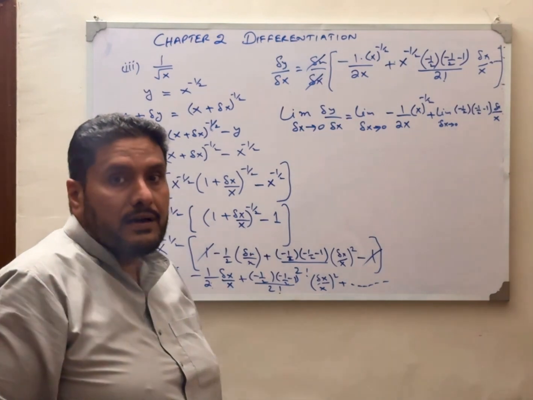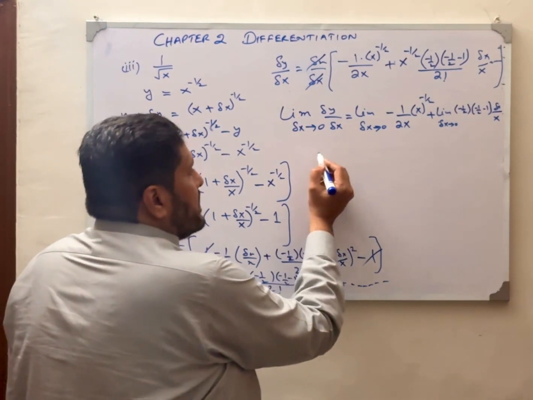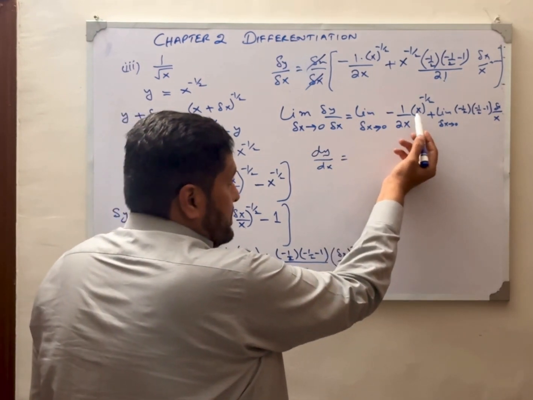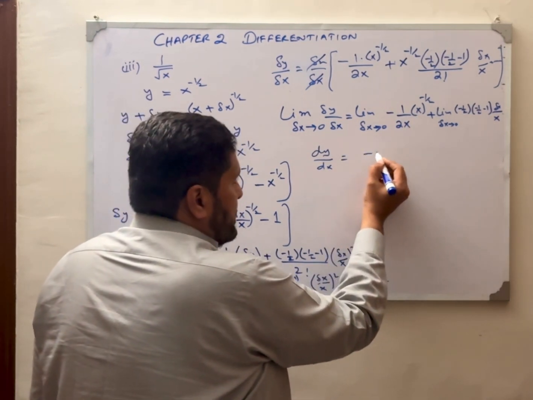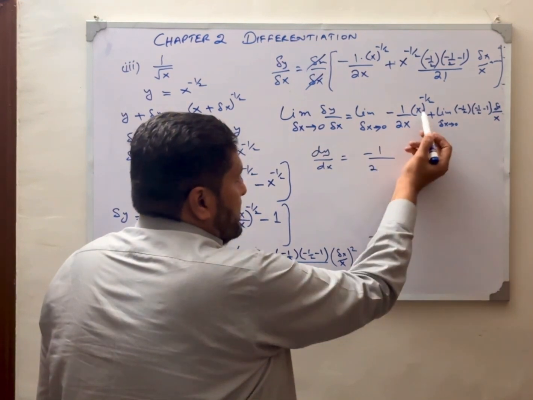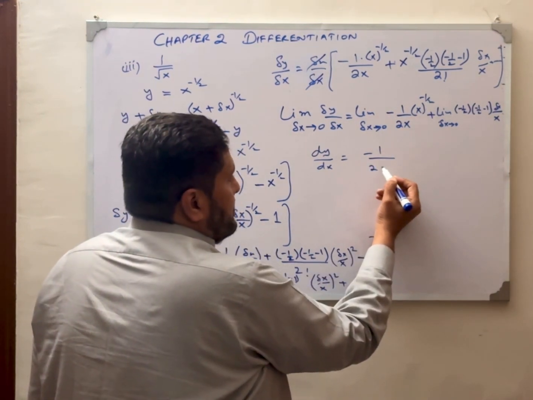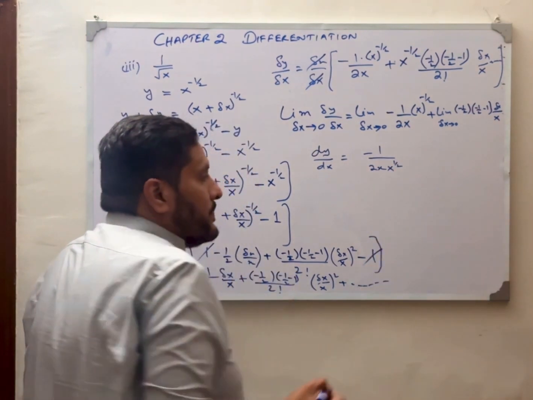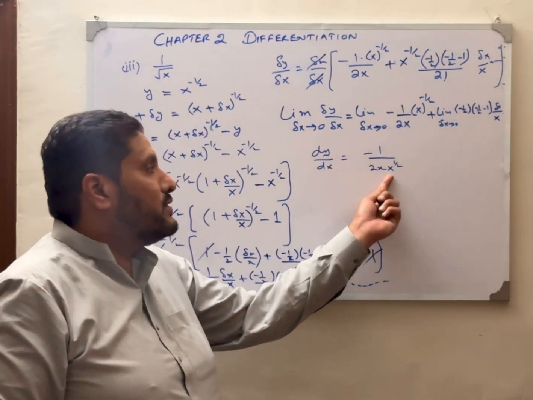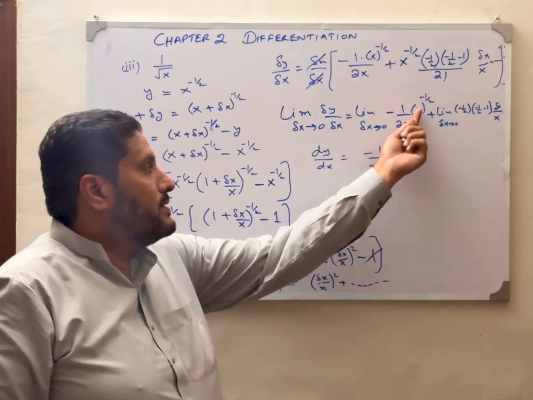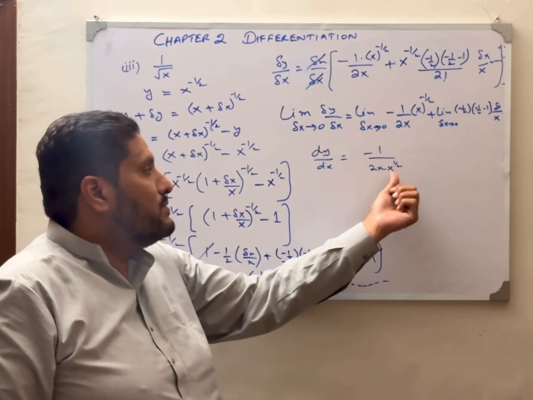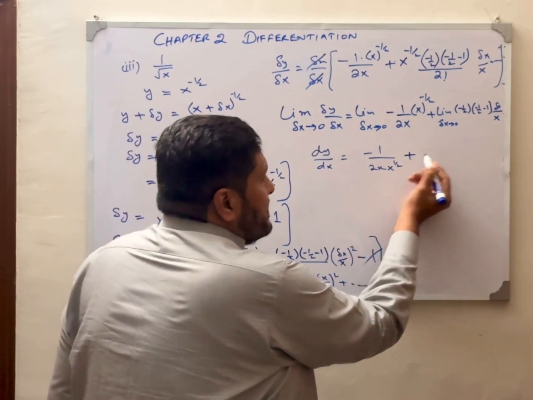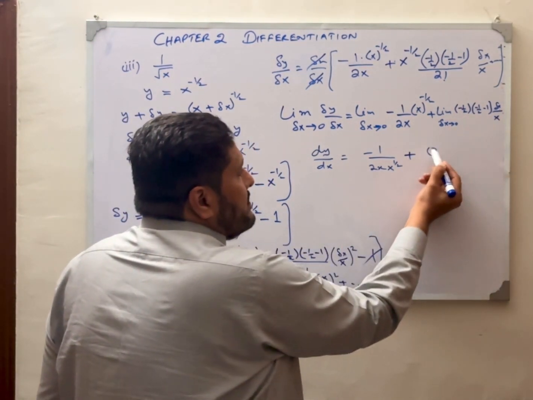So after applying the limit, this will become dy by dx, which is equivalent to minus 1 by 2x, and this x power minus 1 by 2 we can write over here as x power 1 by 2. So minus 1 by 2 into x power 1 by 2. When it comes in the denominator, that will become positive. And for the second term, when we apply the limit, this whole term will become 0.